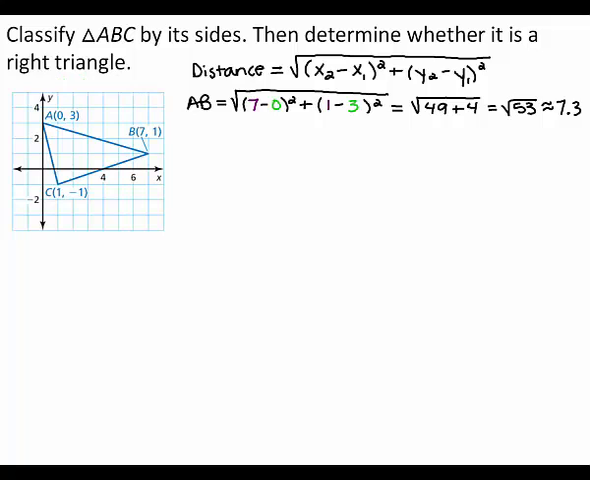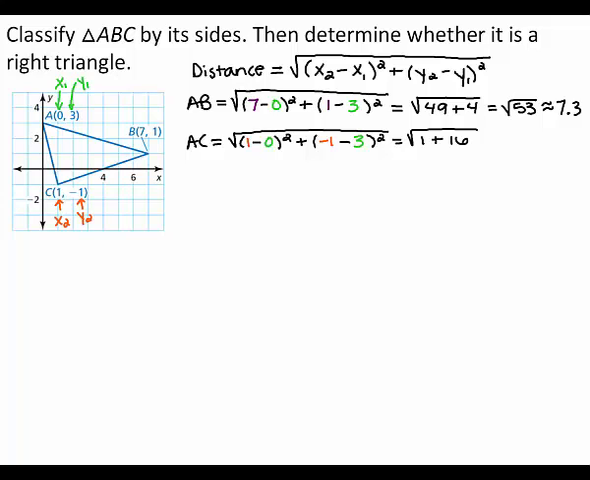To find the length of side AC, let x1 equal 0, y1 equal 3, x2 equal 1, and y2 equal -1. You can substitute these values into the distance formula. When you simplify, (1 minus 0) squared gives you 1, and (-1 minus 3) squared gives you 16. 1 plus 16 gives you 17. So, the length of side AC is equal to the square root of 17, which is approximately equal to 4.1.